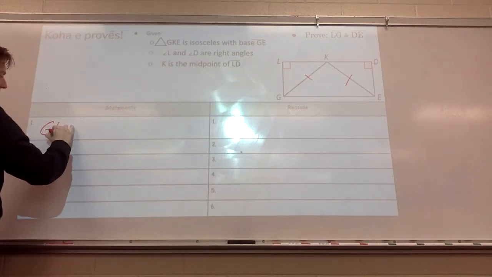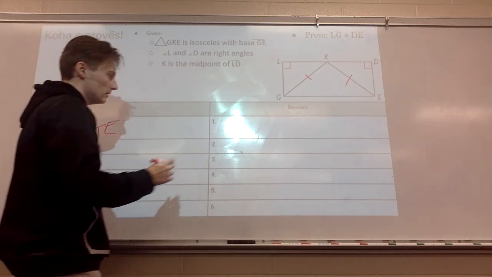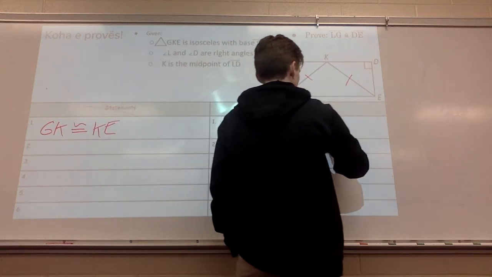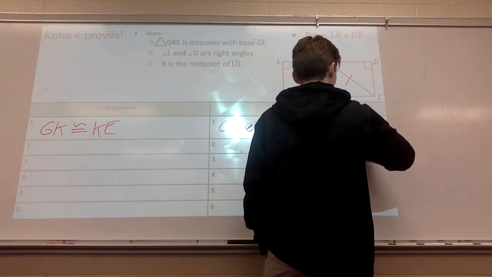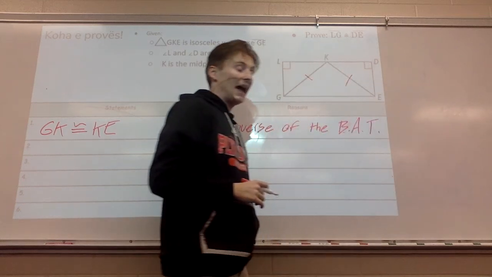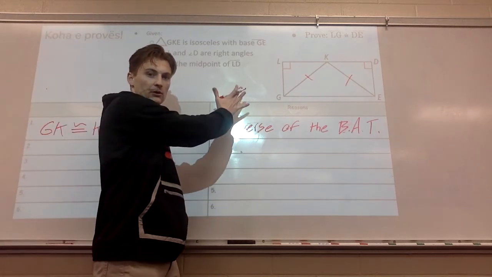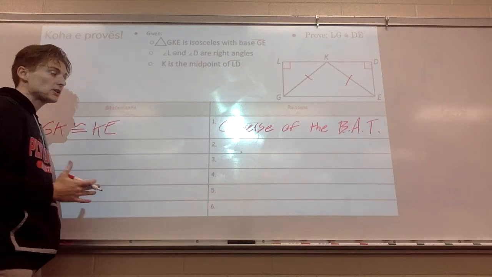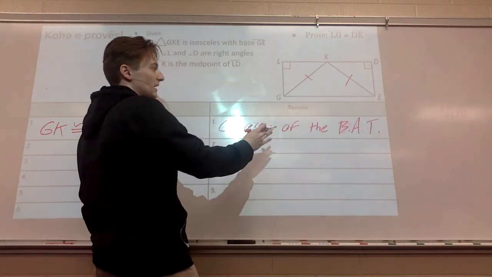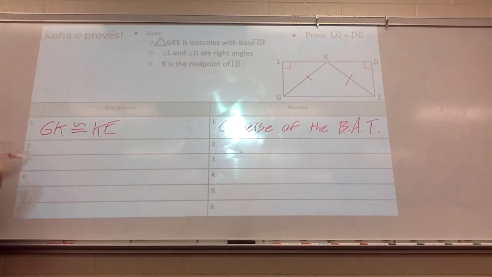Why is that? GK is congruent to KE. The reason, this is the converse of the base angles theorem, or BAT for short. Okay? The converse, okay, I know it's kind of hard to see. I can't really get rid of that glare. Okay? The converse of the base angles theorem tells me that my two sides here need to be congruent to each other. Okay? There's one.